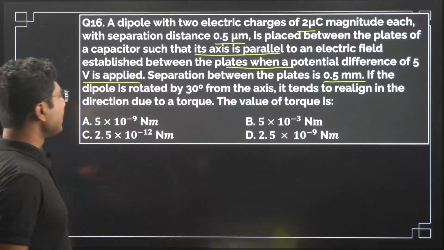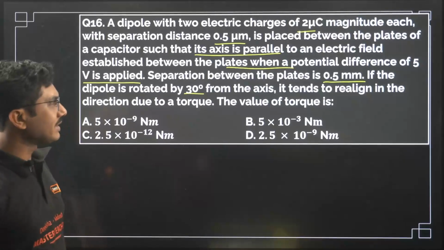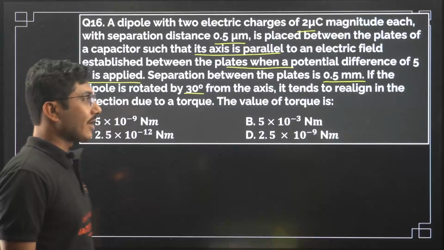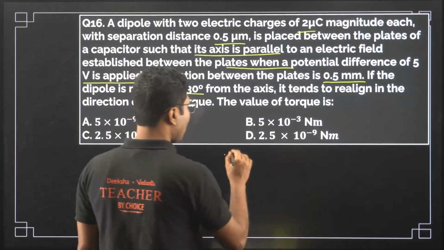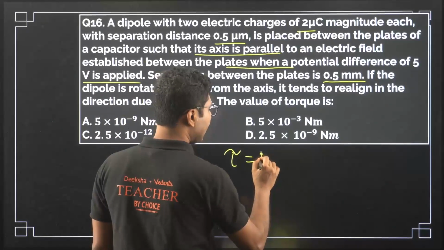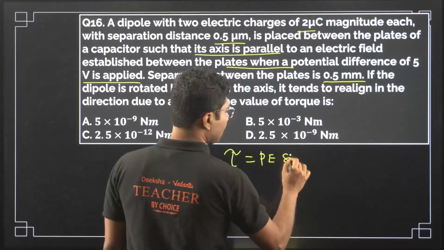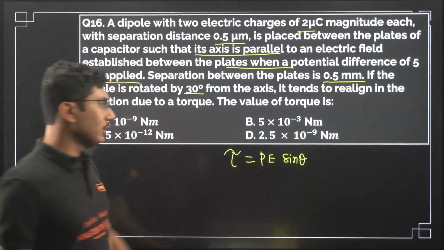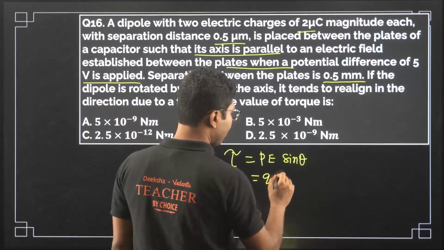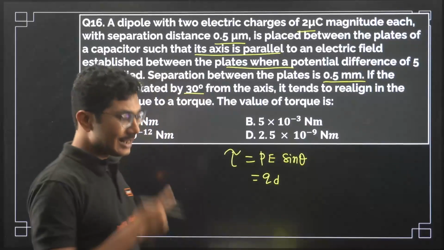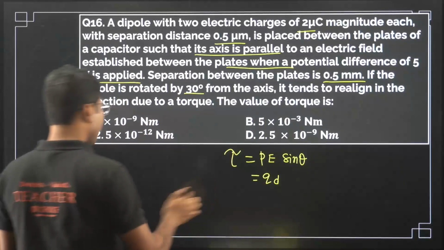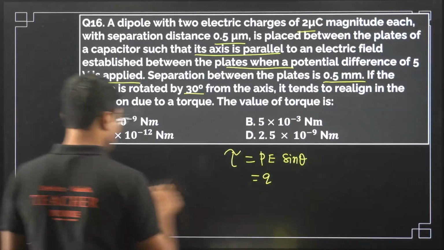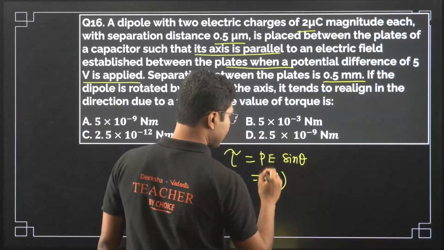If the dipole is rotated by 30 degrees from its axis, it tends to realign with the direction due to a torque. The value of the torque is, so again, torque value is PE sin theta. Now in this case, P, so we know the formula. P is what? Q into distance. This is the distance of the dipole, so let me write it like this, Q into L. So this is the dipole moment.